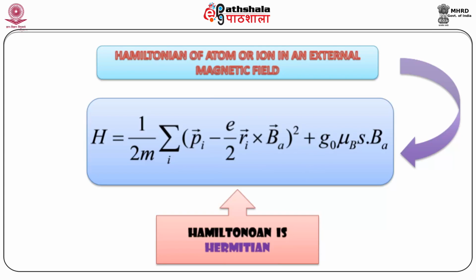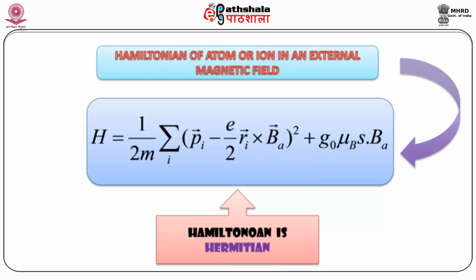Now here, we take the external magnetic field to be in the z direction. Repeating again, the first term of this equation is the kinetic energy, while the second term is the interaction energy due to the electron spin. So spin plays a very important role. It interacts with the external magnetic field.